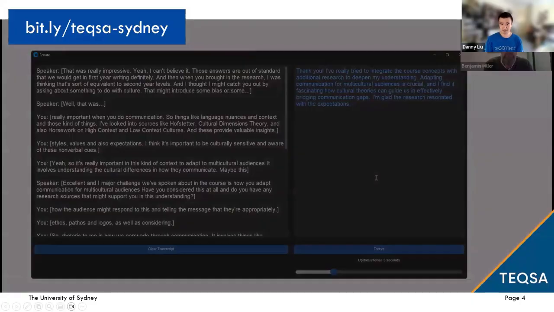So in this situation, what's happening is I've got a couple of AIs running. The AI on the left is transcribing the conversation between Ben and I, and the AI on the right is actually using a different AI to tell me what to say in response to the interview.